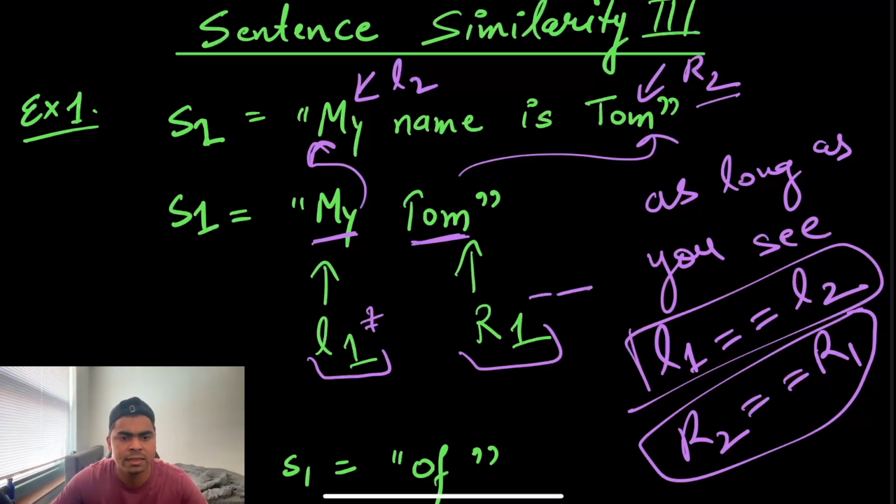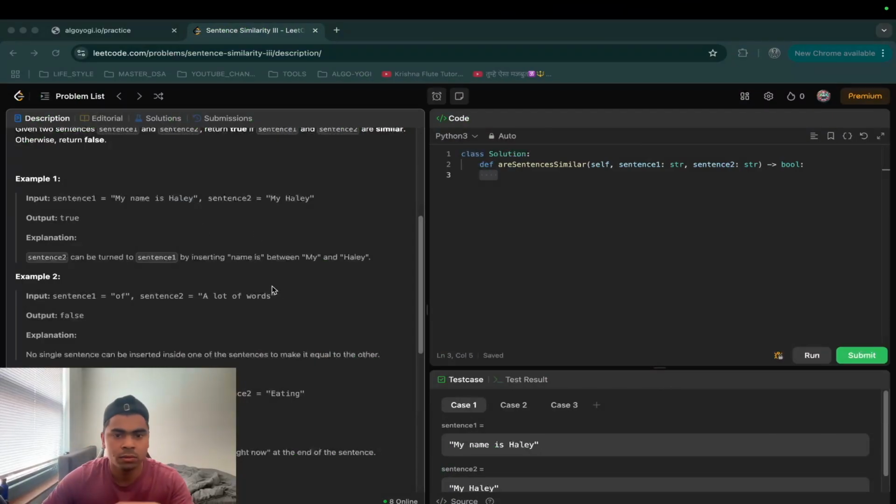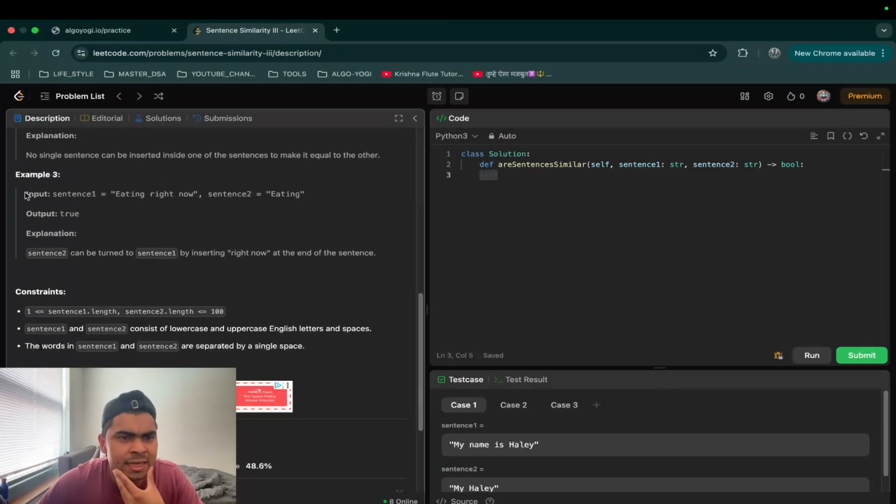I think that's example 3. Let's have a look right now. So let me switch. Okay, I'm not able to see it, but yes. Here sentence 1 is "eating right now", and sentence 2 is "eating". So this is the smaller sentence, and remember we'll just switch them. So this will become sentence 1, which is what we are trying to convert to sentence 2.